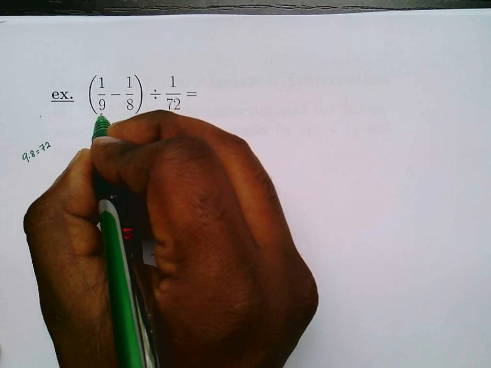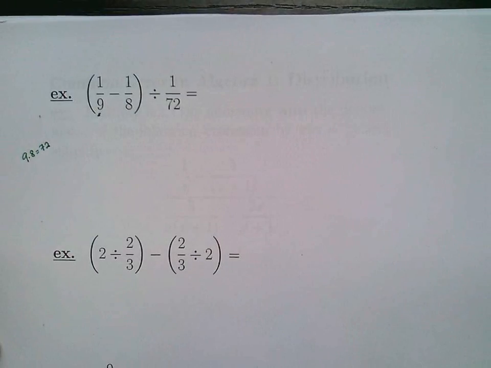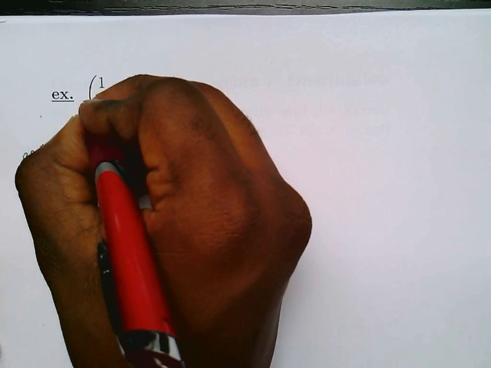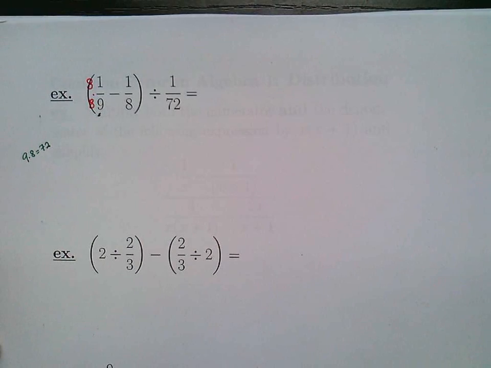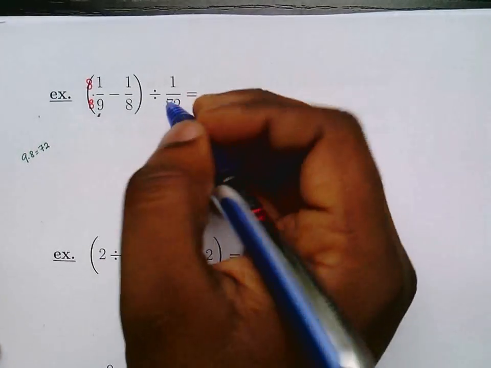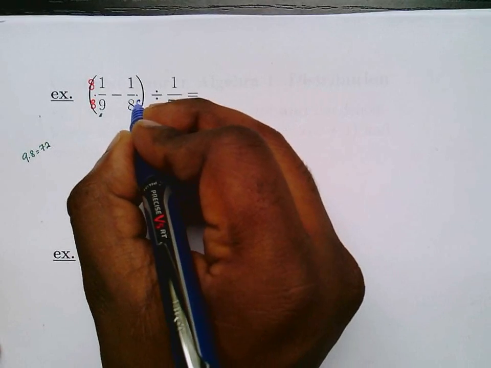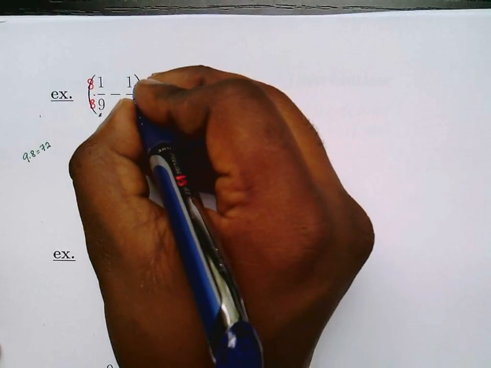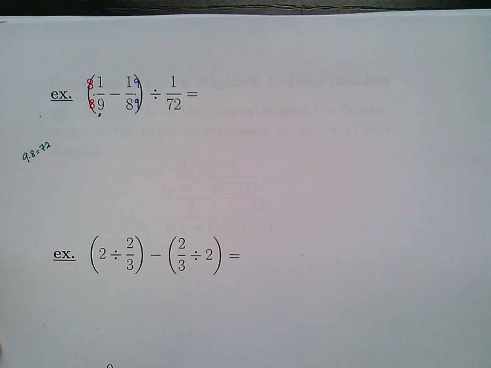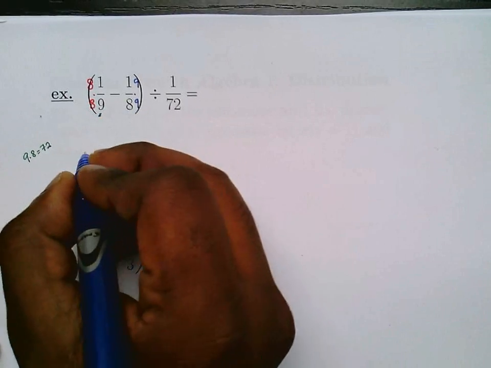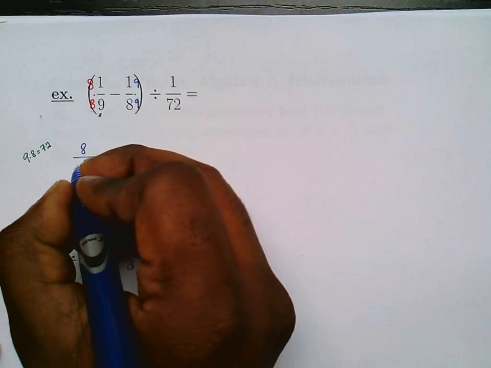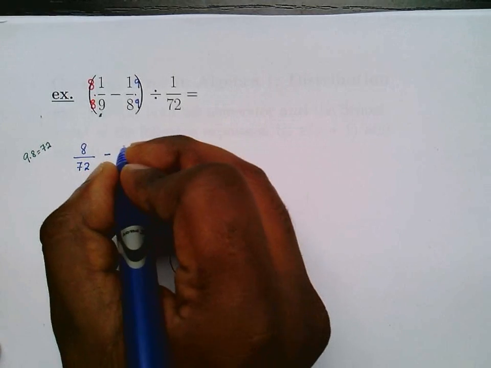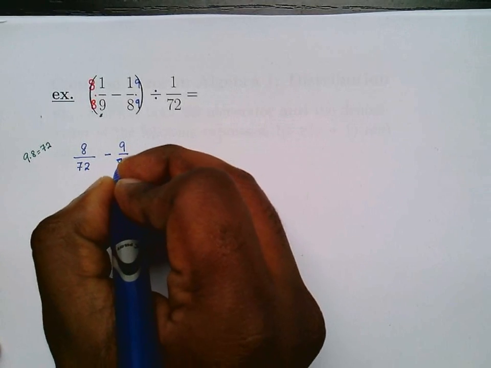So in order to make this 72, I will have to multiply it by 8, and I will have to multiply the numerator by 8 to make an equivalent fraction. And here, in order to make the denominator 72, I would multiply it by 9, and then I will have to multiply the numerator by 9 to make an equivalent fraction. So what we have here is 8 over 8 times 9, which is 72, minus 9 over 8 times 9, which is 72.